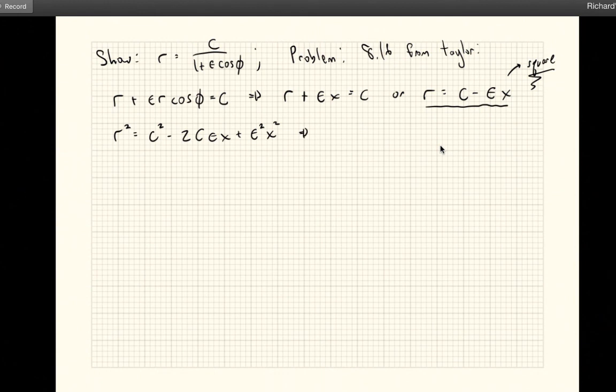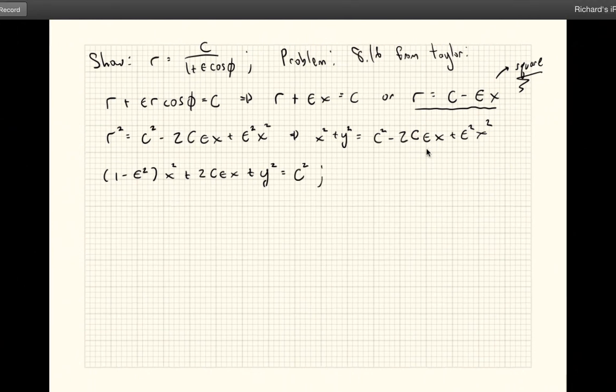Which then gives me, remember, R squared is equal to x squared plus y squared. So that's equal to C squared minus 2C epsilon x plus epsilon squared x squared. I can bring over some terms to the other side, and so now, just bringing things over, I have 1 minus epsilon squared times x squared plus, I just brought this whole other term over, plus 2C epsilon x, right, plus y squared is equal to C squared.